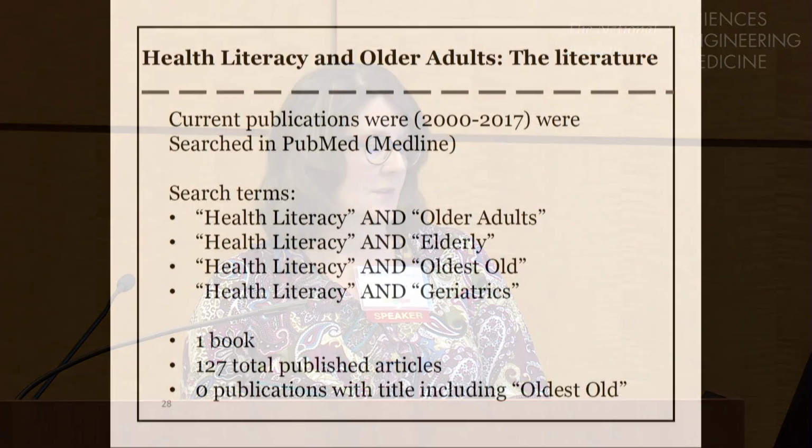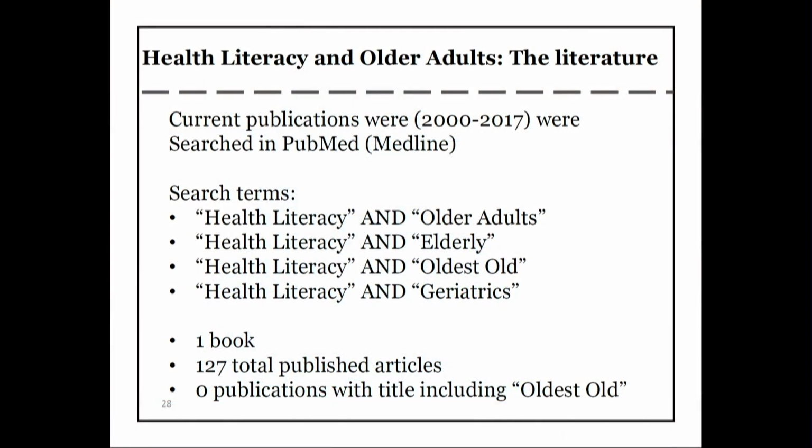We also updated our systematic literature review. We looked at articles from 2000 to 2017. Again, we searched in PubMed only. This is just a refresher of the publication that you all have. And we looked at these search terms: older adults, elderly, oldest of old, and geriatrics. And what we found was 1 textbook and 127 total published articles. Again, I want to say this was just one database.